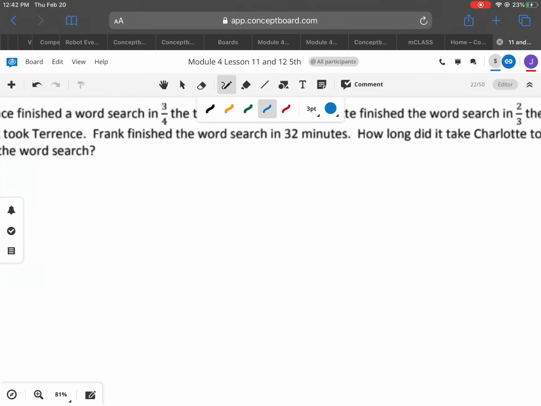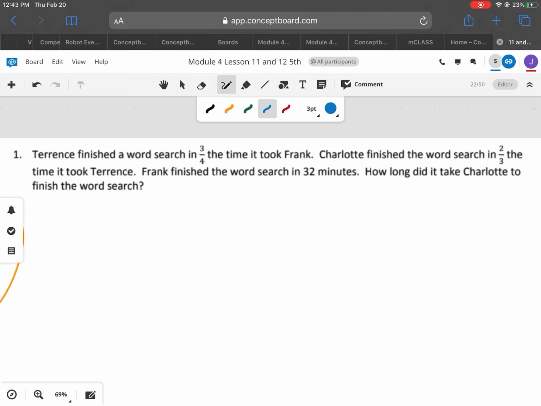I'm going to do something special today. I'm actually going to help you set up some of the problems and give you some explanation. Terrence finished a word search in 3/4 the time it took Frank. Charlotte finished a word search in 2/3 the time it took Terrence. Frank finished the word search in 32 minutes. How long did it take Charlotte to finish the word search?